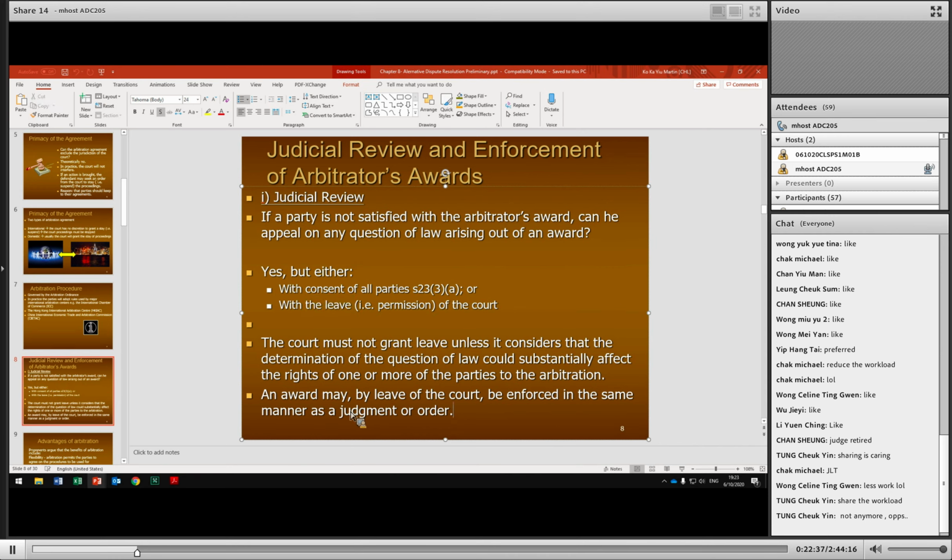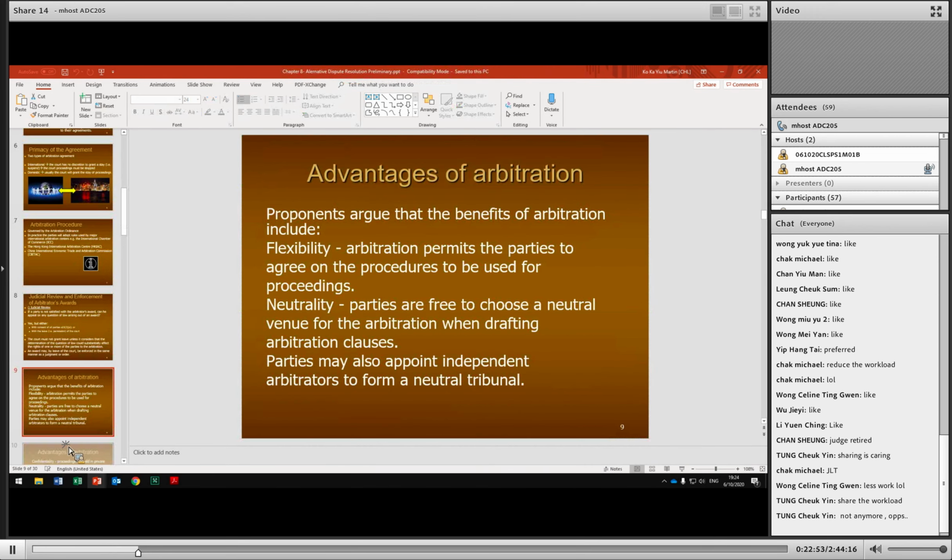An award may, by the leave of the court, be enforced in the same manner as a judgment. Of course, in Module 2 you will know more. If you're in Hong Kong, even though you can get a judgment, you may not get the money, you still have to enforce the judgment. In Module 2, civil procedure, you will know more about enforcement of judgment.